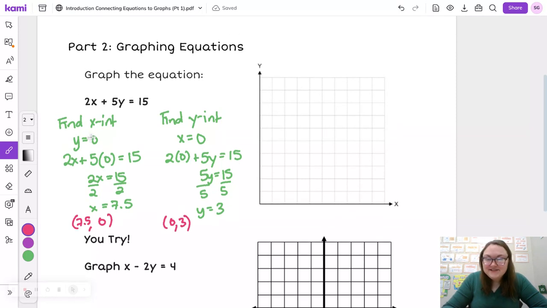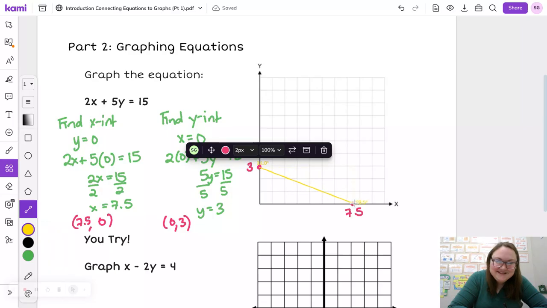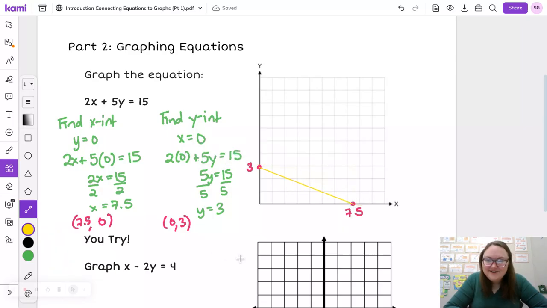For your x-intercept, that's going to be the point on your x-axis, and so my x-intercept is at 7.5. So 1, 2, 3, 4, 5, 6, 7, and 7.5 would be right here. And then same thing for my y-intercept is at 3. So 1, 2, 3, and that's this point right here. And I'm going to go ahead and just label those two. And now that I have 2 points, it's really easy for me to see where that line is. I can go ahead and connect those 2 points with my line, and that is our graph.